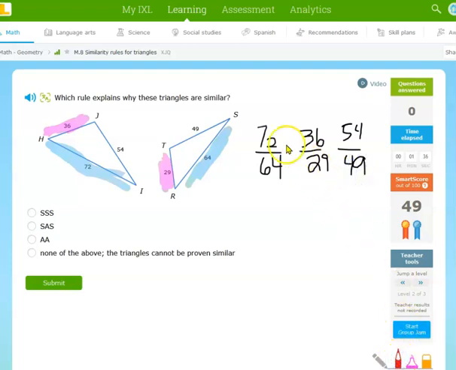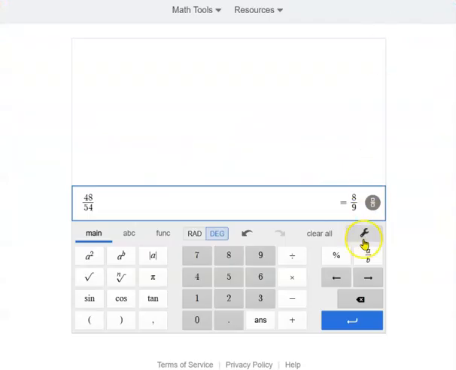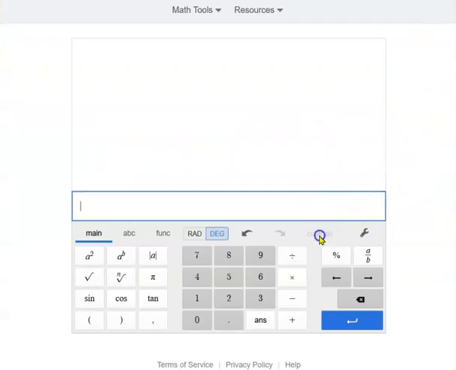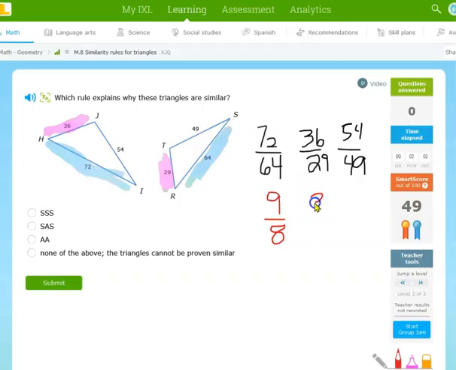Okay, heading over, 72 over 64. That's equal to 9/8. These are not going to be similar. I'm already thinking that. 36 over 29. Click on the circle. Yeah, that one doesn't simplify. 36 over 29 is as simplified as it gets, and these are not equivalent fractions. 9/8 is not the same. These are not the same numbers as 36 over 29.